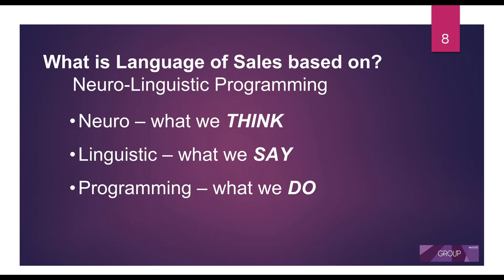So what is neuro? Neuroscience is what we think. Linguistics is what we say. And you know this from Bold: programming is about what we do. So in the language of sales, we've actually combined the study of what we think and what we say that activates what we do, or activates the change in another person.